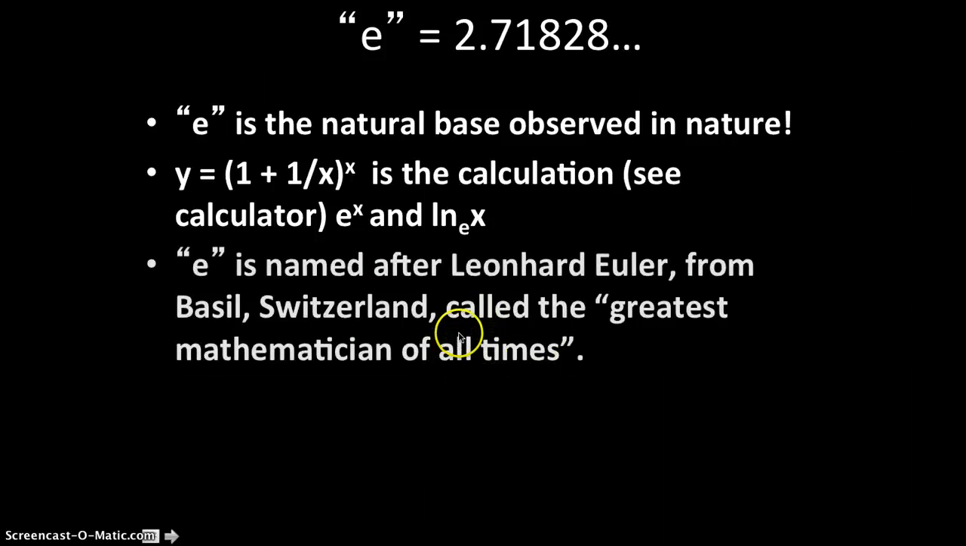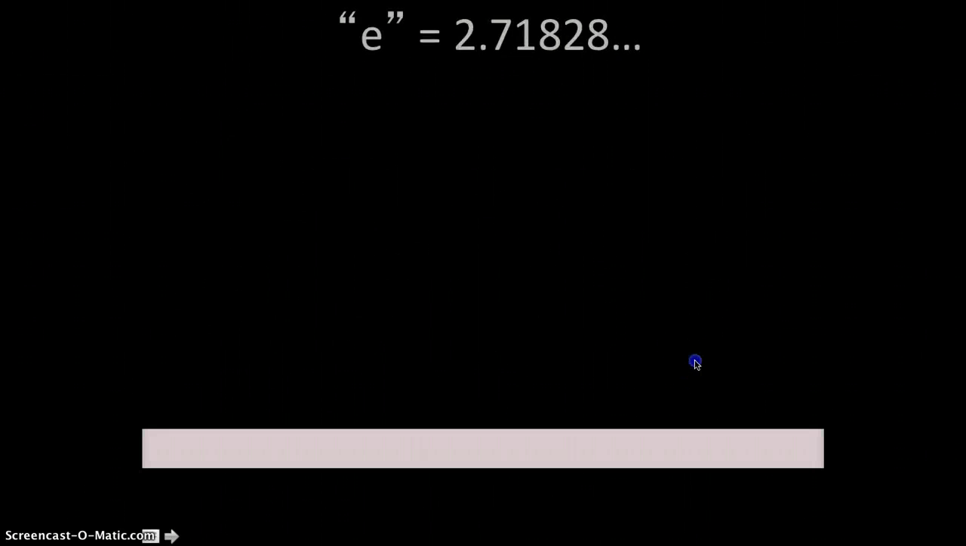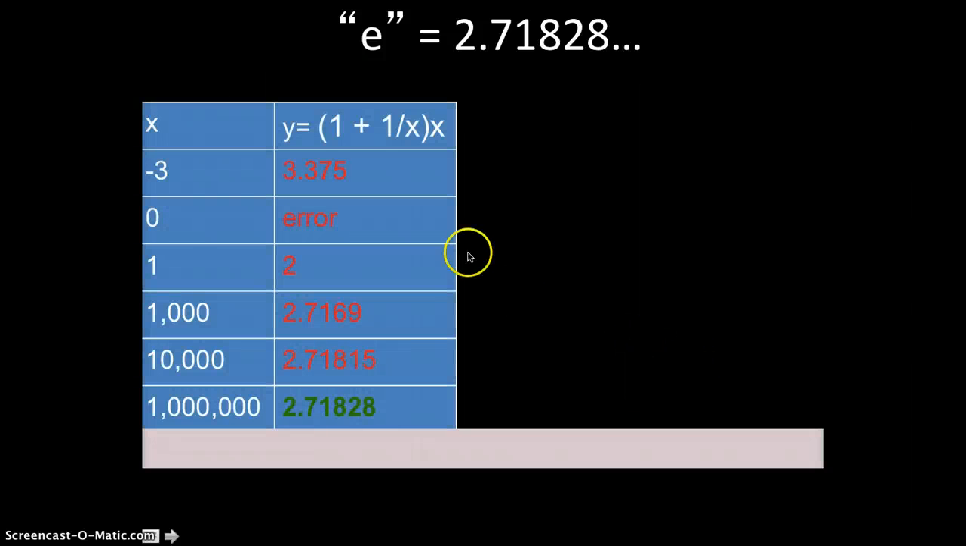And if you track this, this is where e to the x and natural log base e come from on your calculator. E is named after a guy named Euler, from Basel, Switzerland. He's called the greatest mathematician of all times. And of course, he has a button on the calculator dedicated to him. So here's an illustration of the formula where E comes from. As we plug in larger and larger numbers, you'll notice that when we put 1,000,000 in here, this gives me close, rounded off, to what E is.